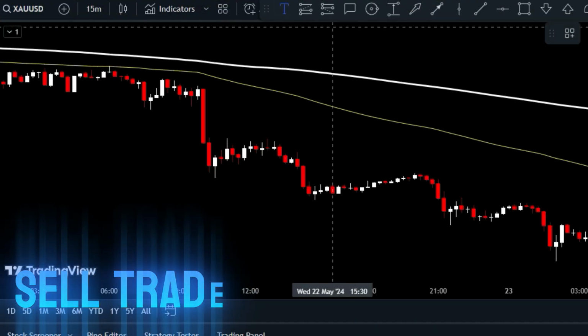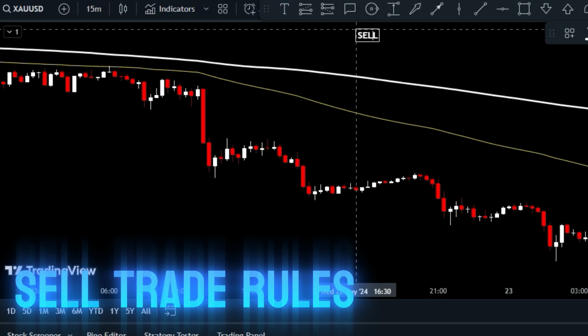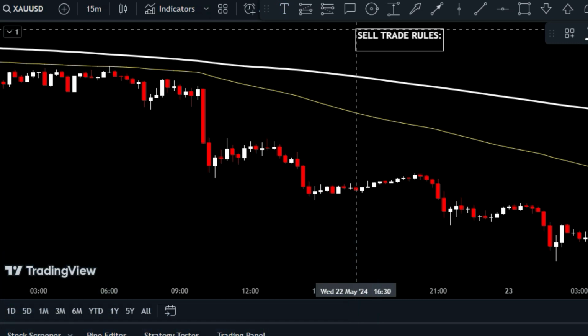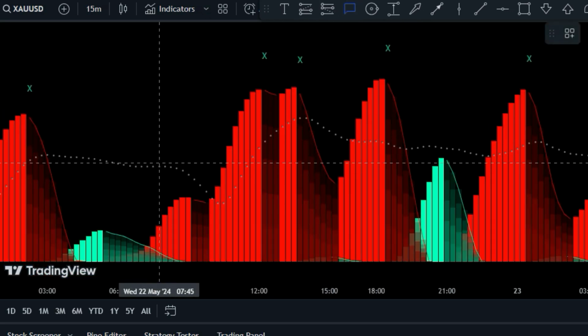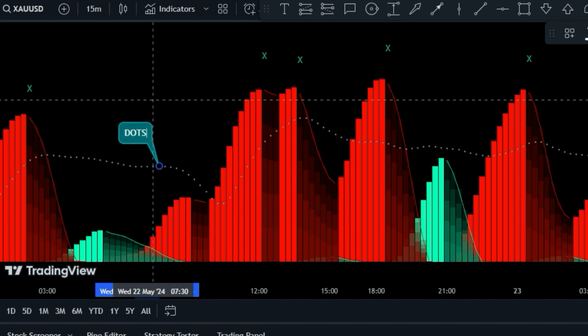Now let's dive into sell trade rules to master both sides of the market. Keep your eyes peeled for a sell signal on the Momentum Bias Index oscillator, which pops up as the first red histogram bar sitting below the dots.